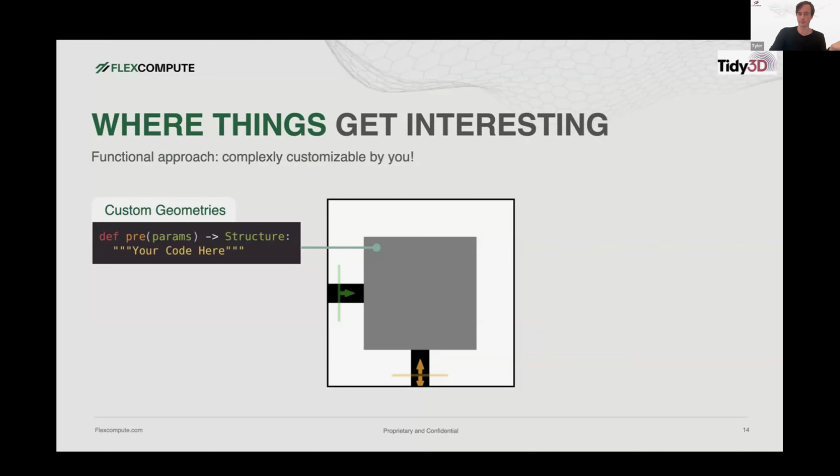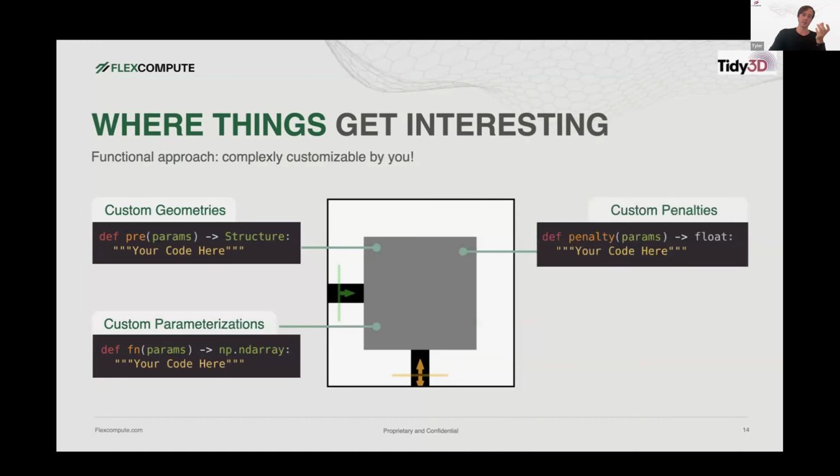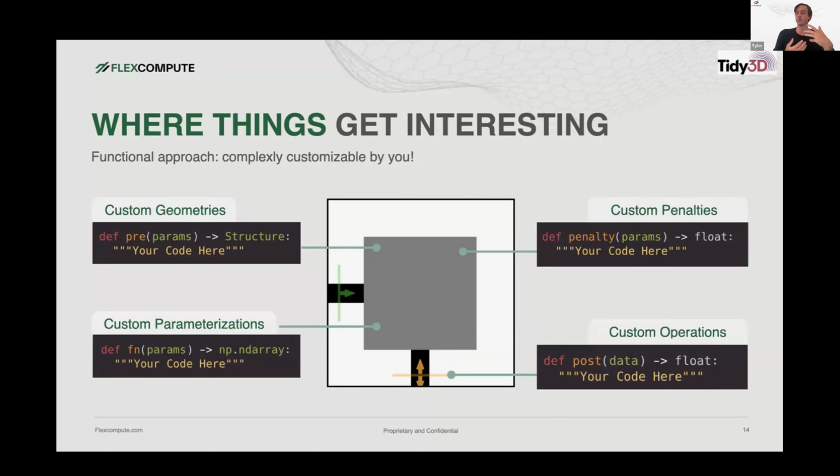So in Tidy3D, you can write code like this. You can also do custom parameterization. So you can say how your parameters transform, let's say, to the permittivity values at each pixel. You can do custom penalties, so how you want to penalize various combinations of parameters. And you can do custom post-processing operations. And you can combine all these together to do extremely flexible and general inverse design. As long as these functions are differentiable, so they just involve some kind of differentiable operations, you can just write your own custom code and do inverse design exactly the way you want.